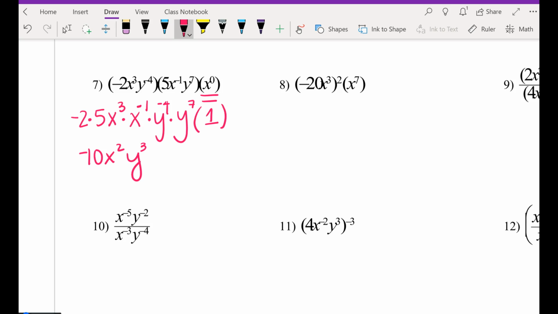Do I need to flip anything? No, I don't need to flip anything because all the exponents are positive. How come I don't have to flip the -10? Because it's a whole number. It's not an exponent, right?